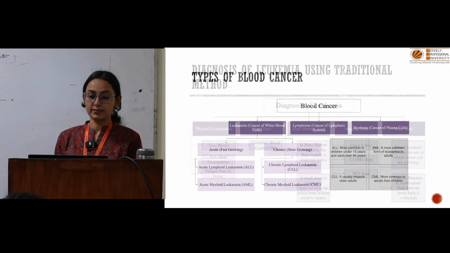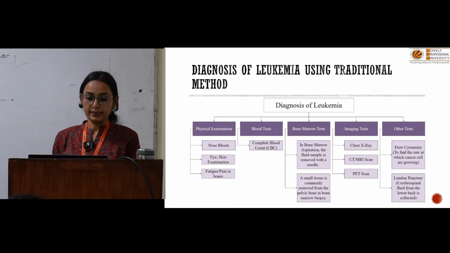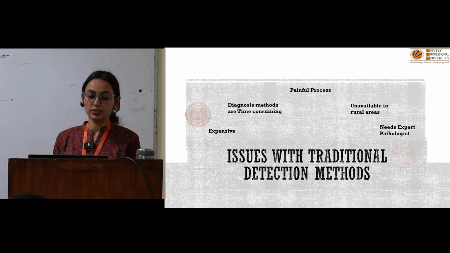So these are the types of blood cancer. Fine. These are the traditional ways of detection of leukemia. Right. Different tests and the issues with the traditional methods.